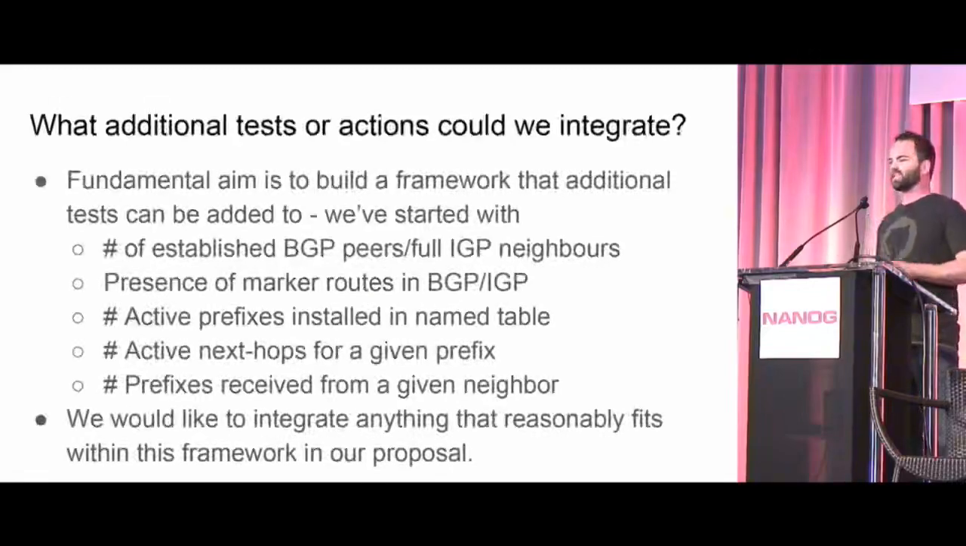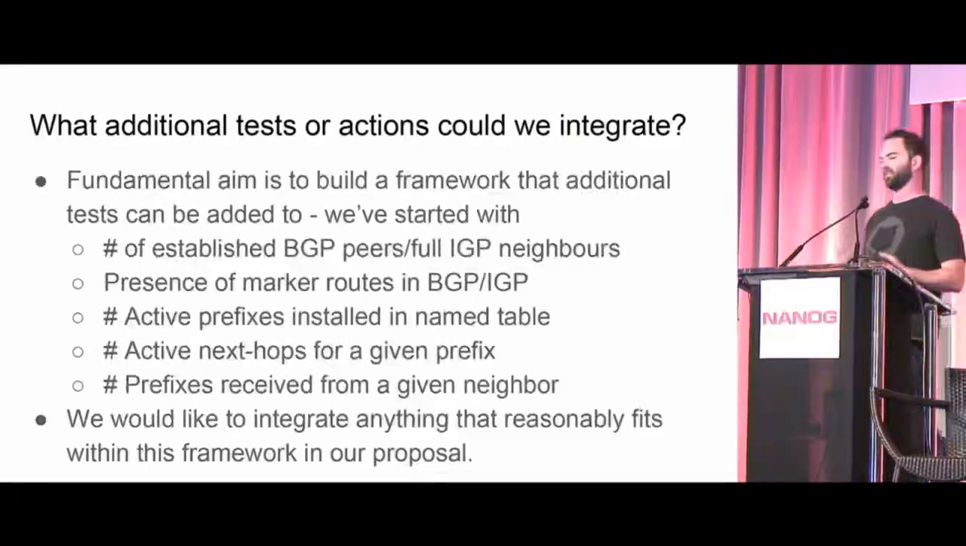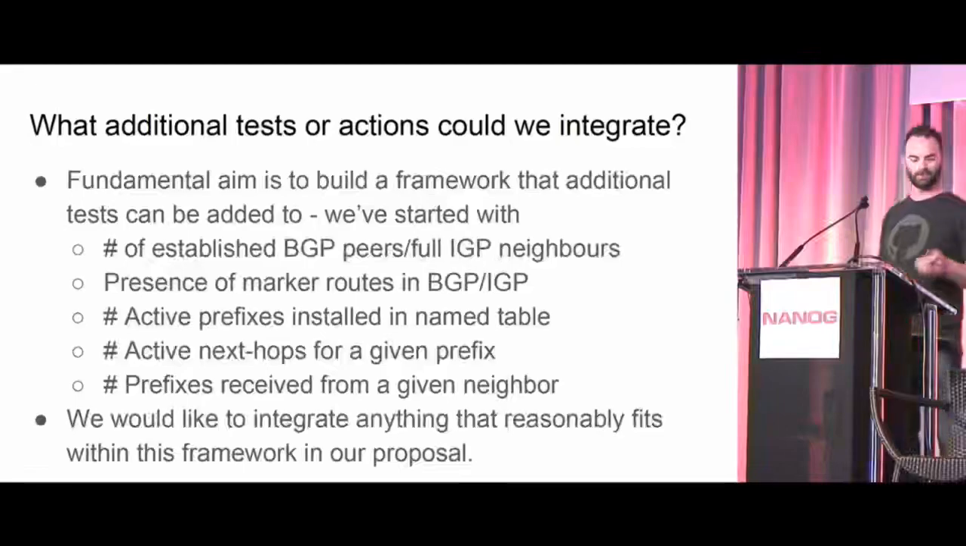These are some of the tests and actions that we have come up with that we think would be useful. But what did we miss? What would be useful in your environment that we could also integrate? For example, we talked about the number of established BGP peers, active prefixes in a routing table, or the number of next hops. But there's something else out there that we just haven't thought of.